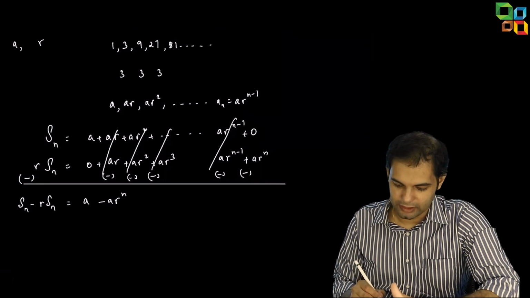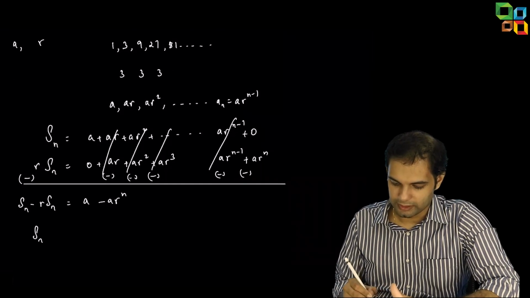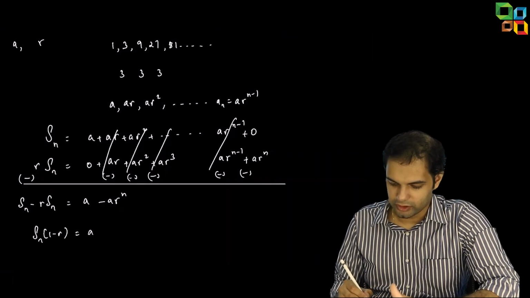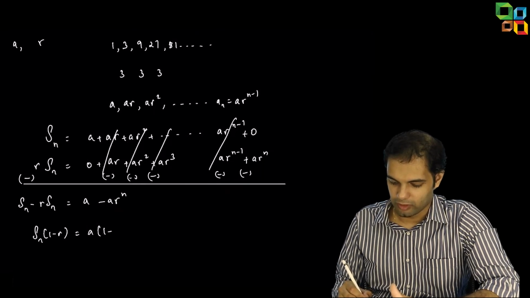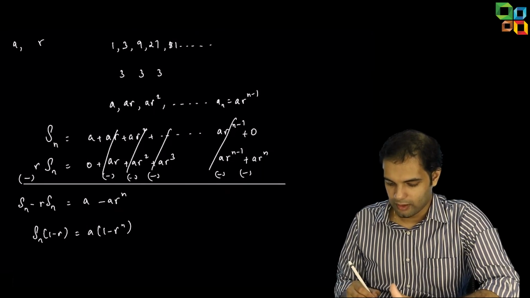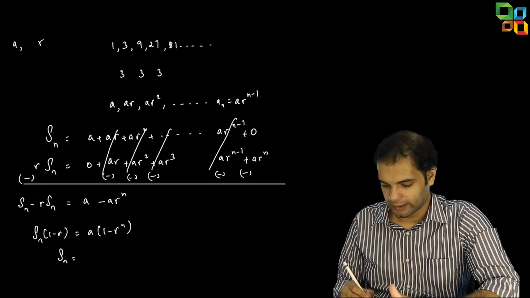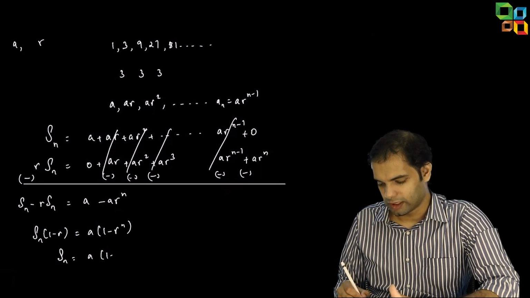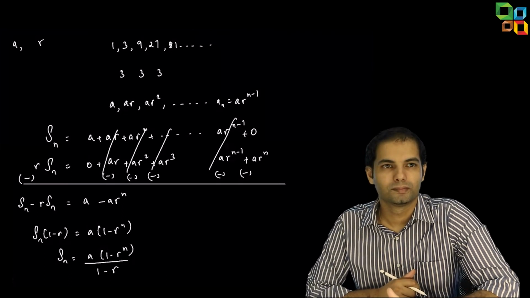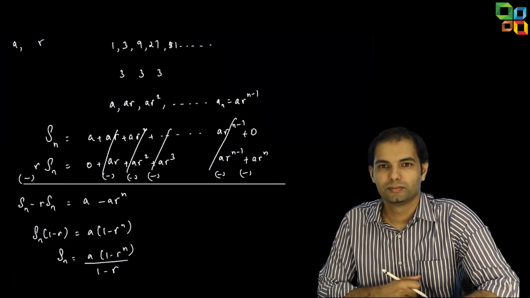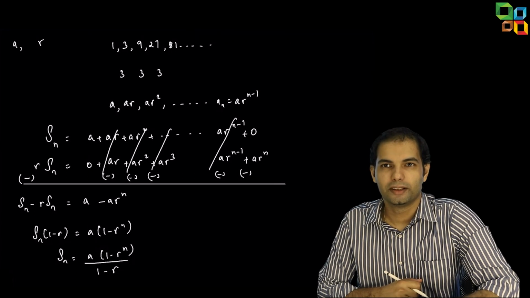Okay. Now what is Sn? You can see that Sn is common. It's 1 minus r into Sn. Here also you can take a common. So Sn is a into 1 minus r power n, whole divided by 1 minus r. Is it fine? This is the sum of n terms of a GP.